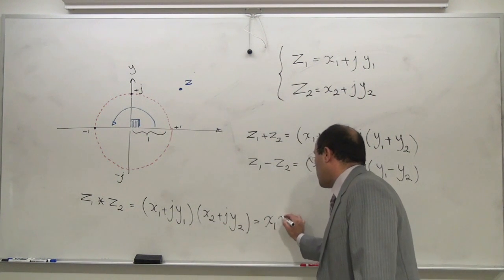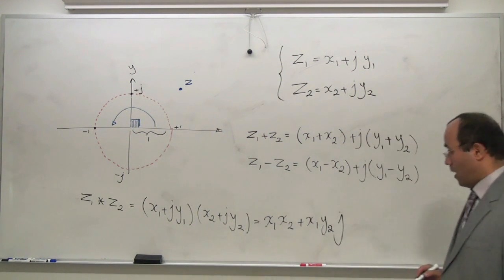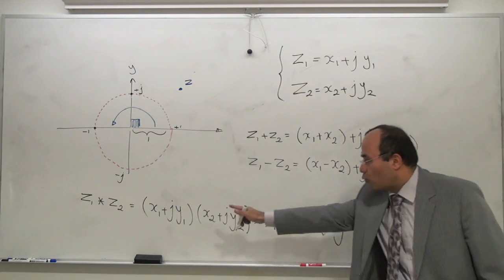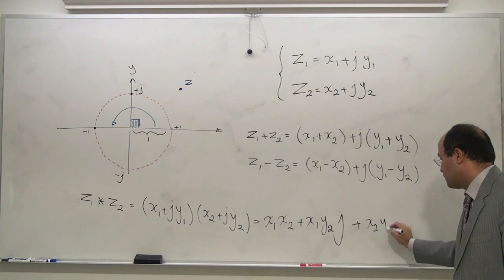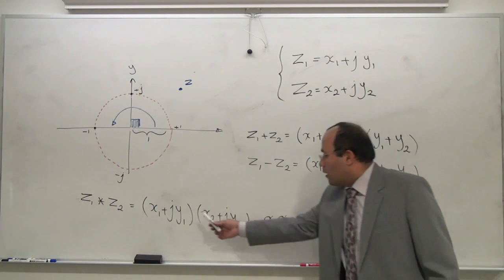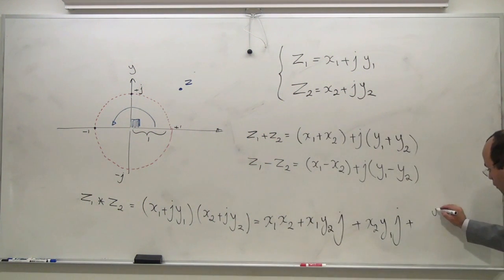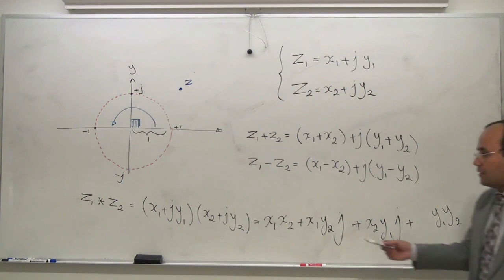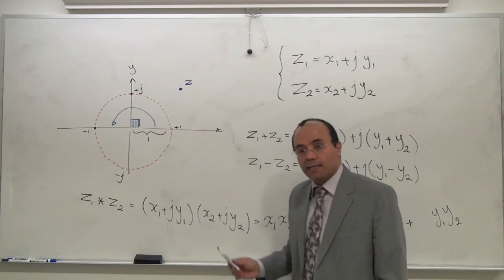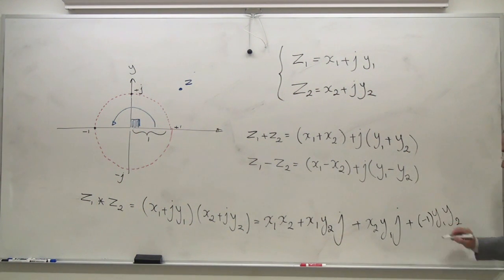This one is going to be x1x2 plus x1y2j, plus x2y1j. But I need you now to claim that you understood what I just said a moment ago. j y1 j y2, I can say this is y1y2, but since I'm saying j times j, I'm talking about j to the power of 2. I'm talking about minus 1. This is the one many people forget. Isn't that silly? I want you to be able to remember this.